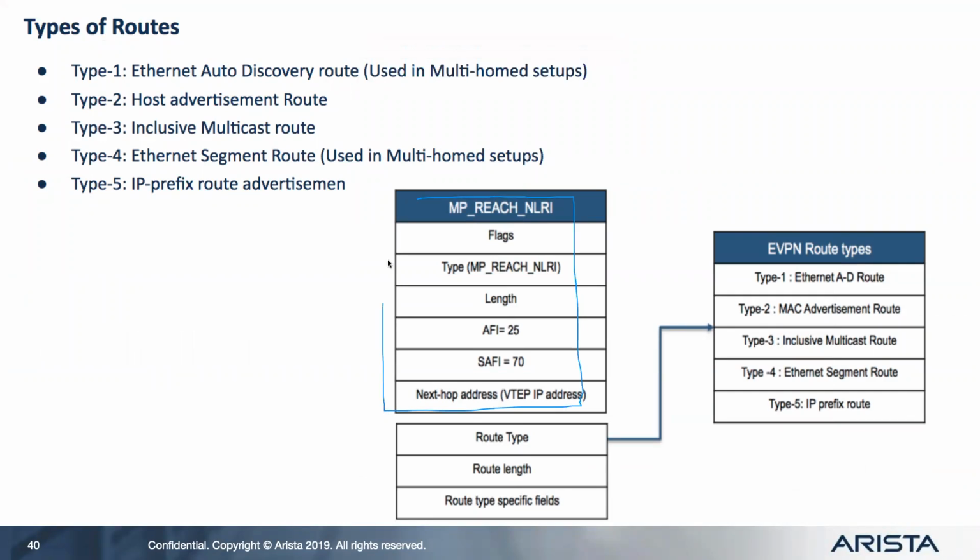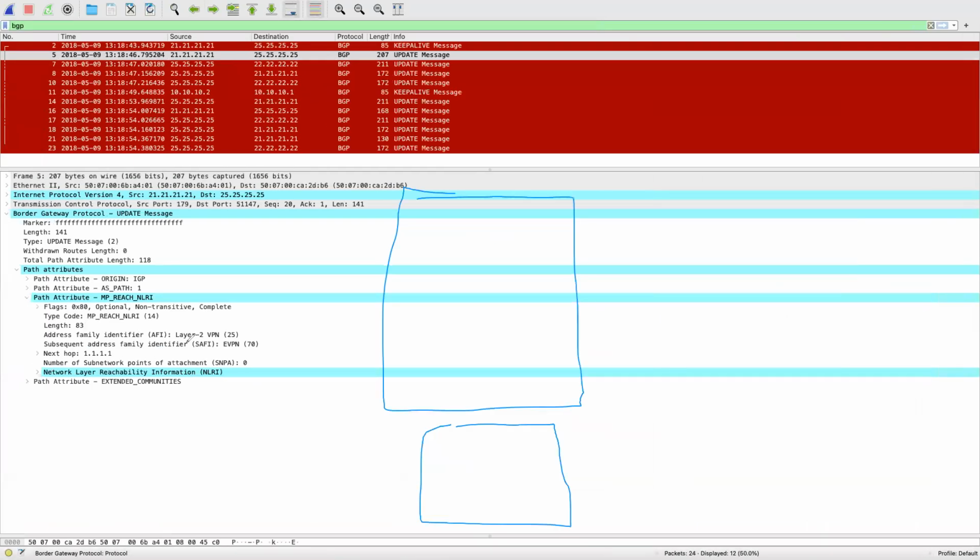After that, we will have the route type. Which route type out of 1 to 5 do we want to advertise in this update? That's in this reachability NLRI, so that's this one.